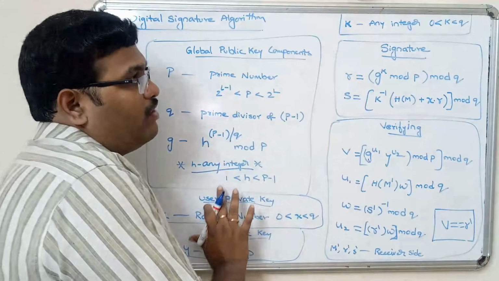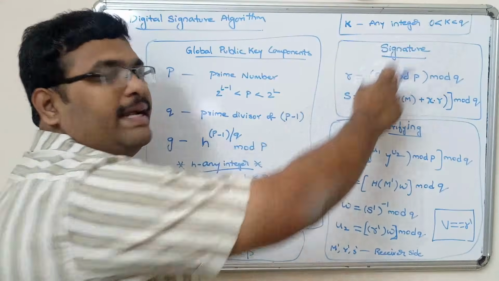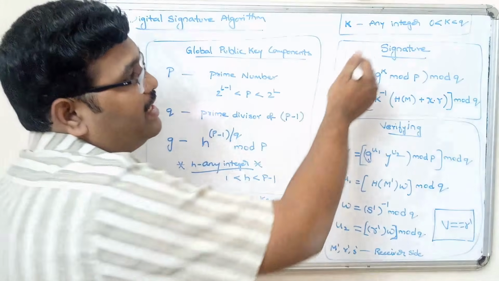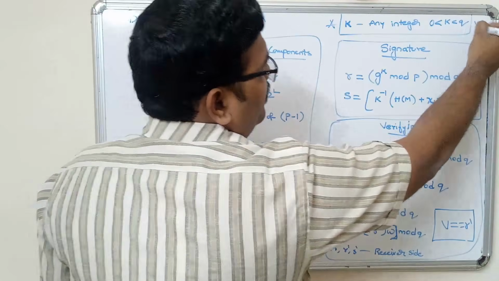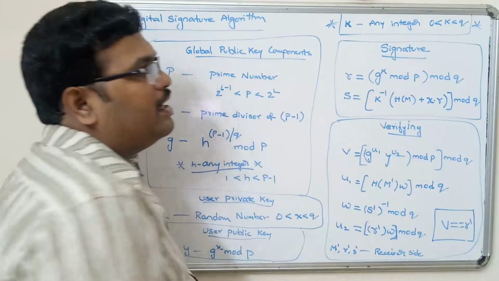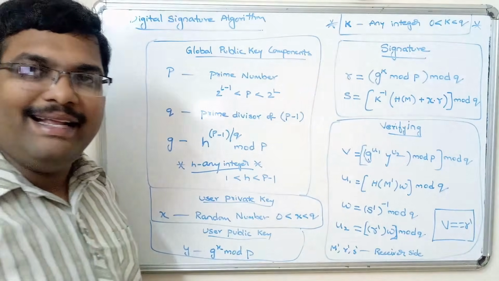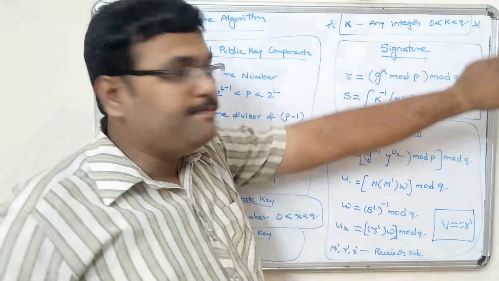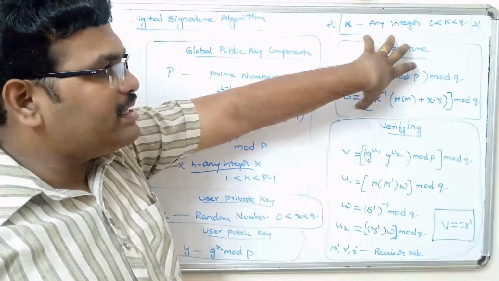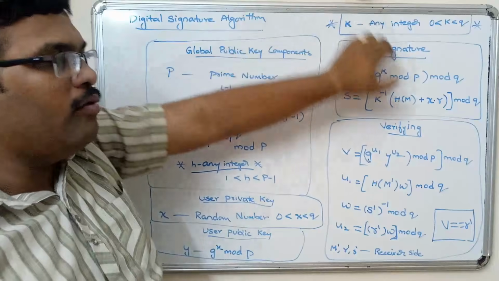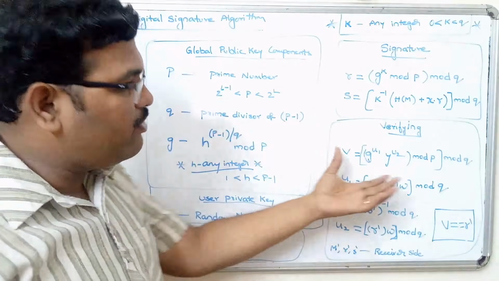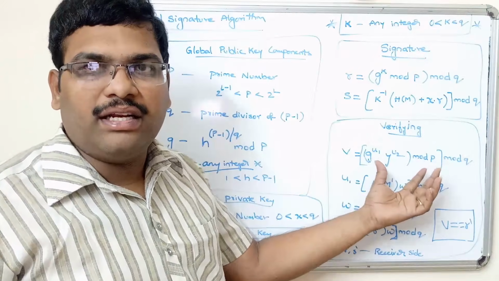After completion of this, we have to select one secret integer. Here K is not a key, it is an integer. This is also very important, right? Here K is any integer which lies between 0 and Q. At the sender side, after getting all these things, we have to perform the signature, and at the receiver side we have to perform the verification algorithm.